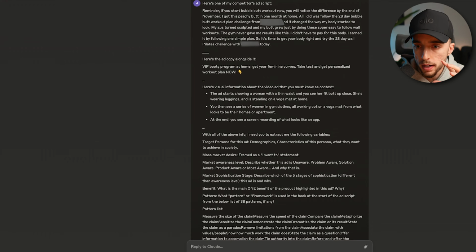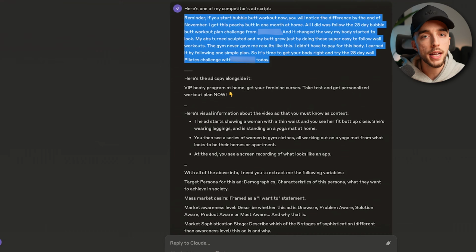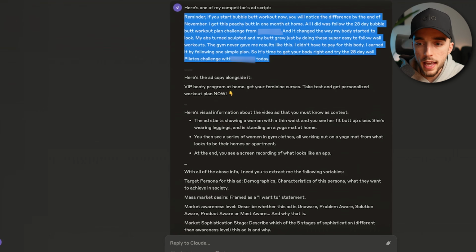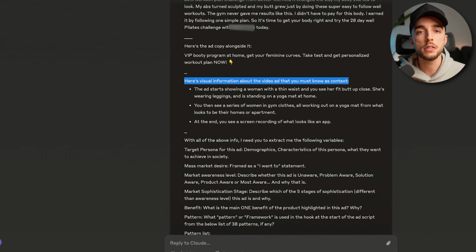So I'm like, here's one of my competitors' ad scripts. Now I'm going to make that bigger so that we can see this better. And then what I do is I paste in the ad script that I got from Atria. And then from there, I ask it, here's the ad copy alongside it. Then I go, here's visual information about the video ad that you must know as context.